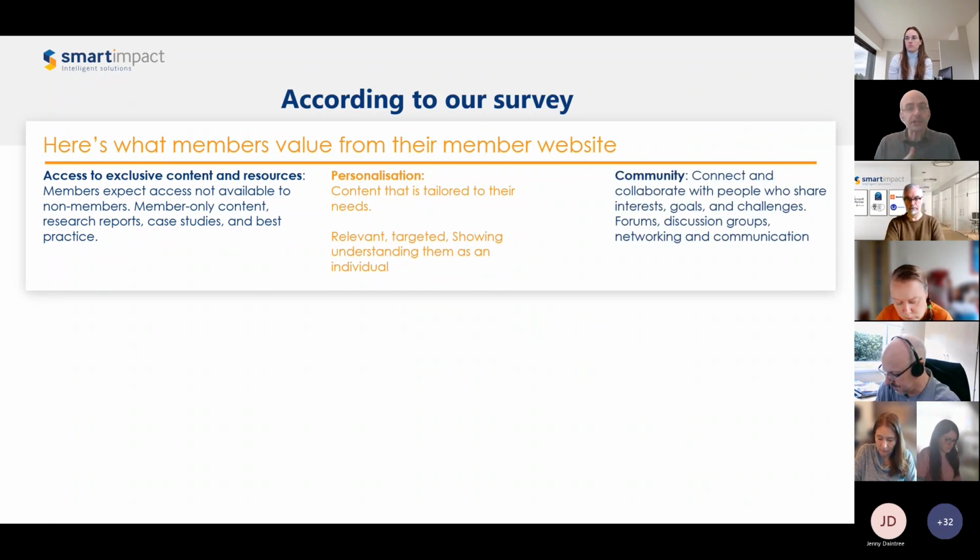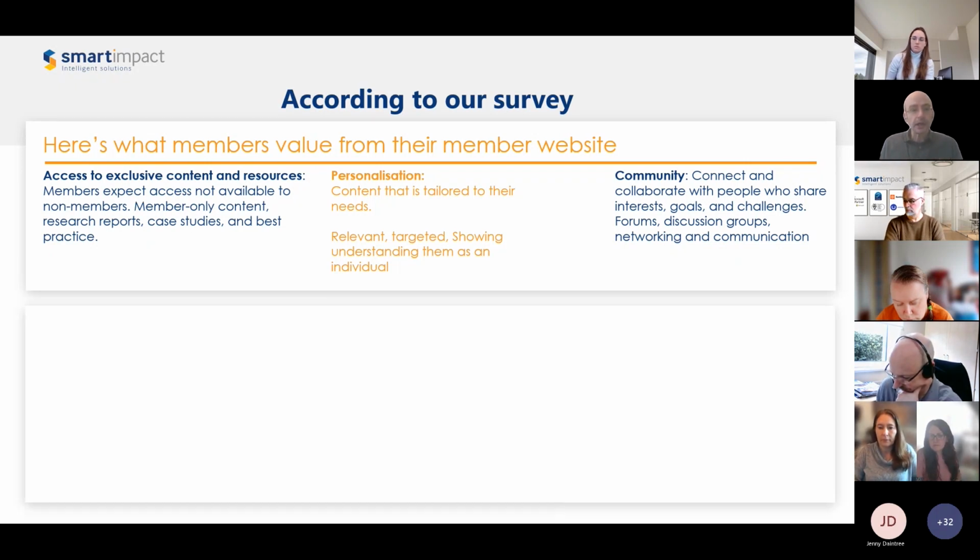Community is becoming increasingly important as an area that people value from the websites. And by the way, we're going to send these slides out to people, so please don't worry about scribbling everything down. But community is one of the things that people valued the most, the ability to collaborate with people and share interests. And it's one of the areas we're going to talk about a little later, because community is one of the things that's becoming the most available for free in lots of areas outside of the membership body.